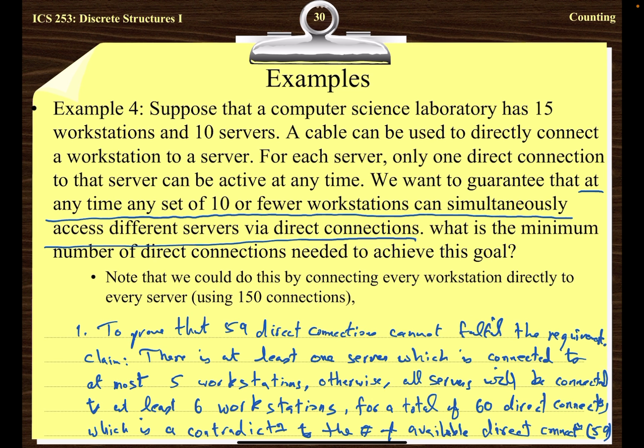We want to guarantee that at any time, any set of 10 or fewer workstations can simultaneously access different servers via direct connection. That's what I want to show. So basically, if I use 59, using this claim, I will say that this requirement cannot be satisfied. Why can this requirement not be satisfied? Yes? Because the other 9 will be connected to 9 devices, which will remain 6 devices.